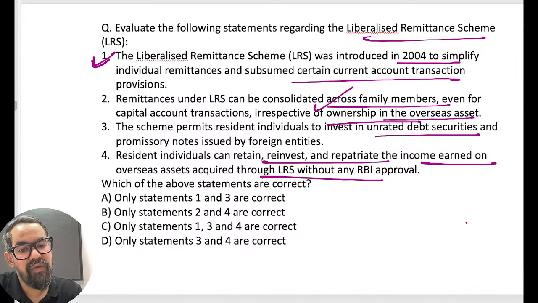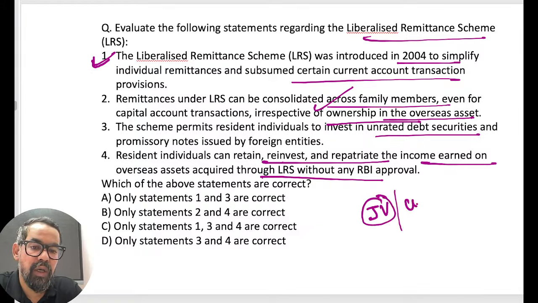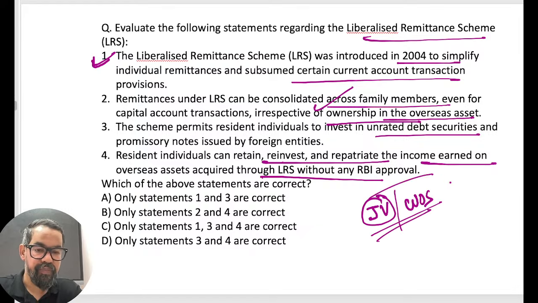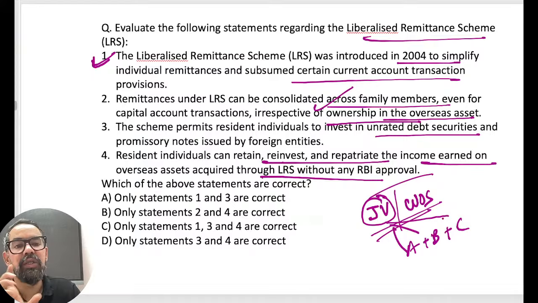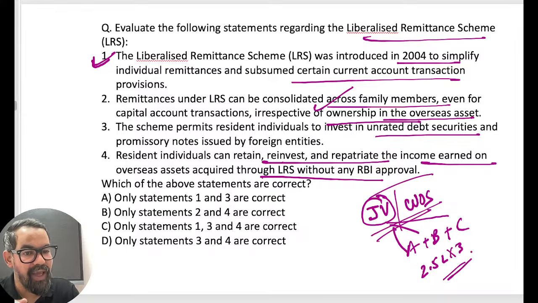Let's say there is a family who is creating a joint venture, or they are establishing a wholly owned subsidiary outside India. Let's say family members are A plus B plus C, so all should be part of the owners in this one. Then they consolidate, meaning 2.5 lakh into 3. This can be consolidated in a year. They can remit up to this much money only when they are owners in that particular case. So that's why this is wrong. First, consolidation is allowed by RBI, but they must be owner in that particular case.